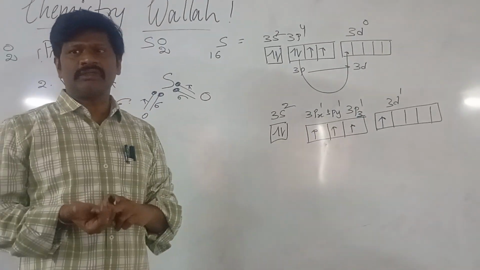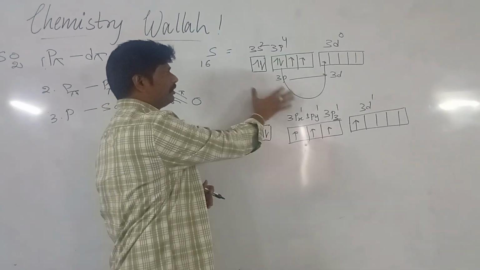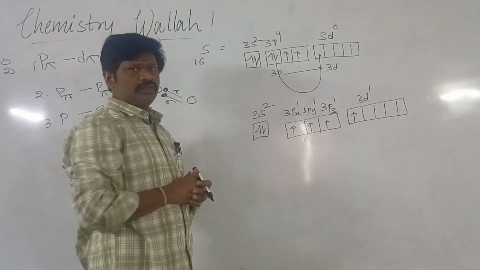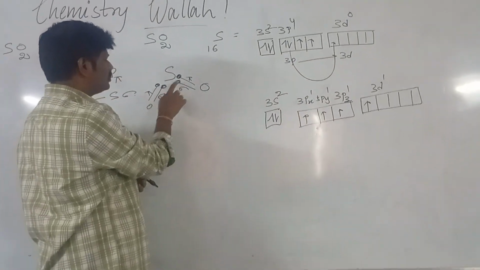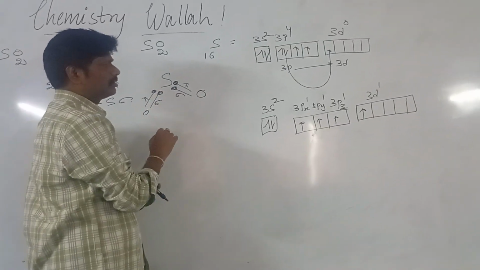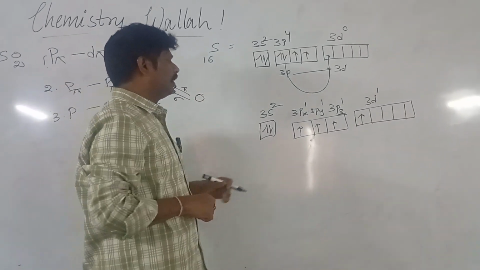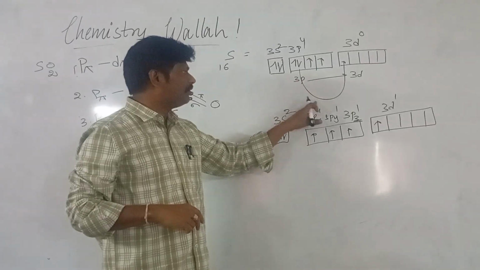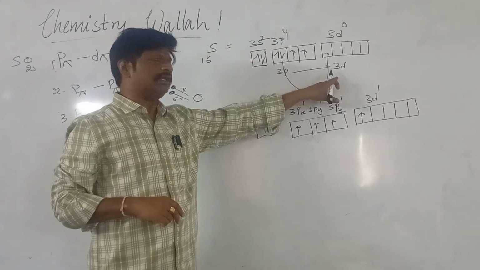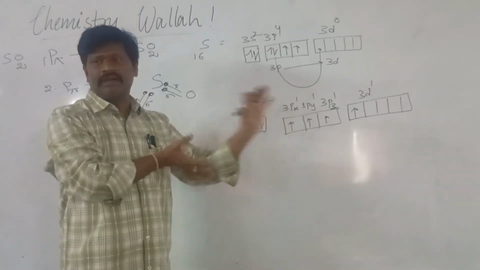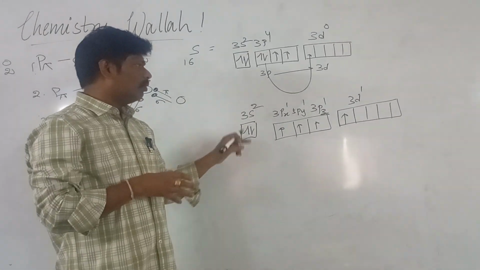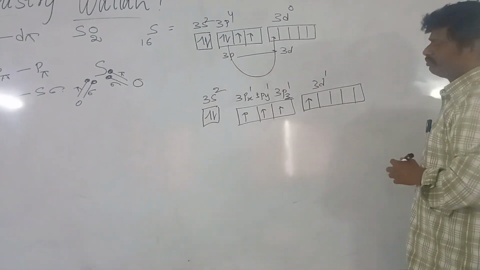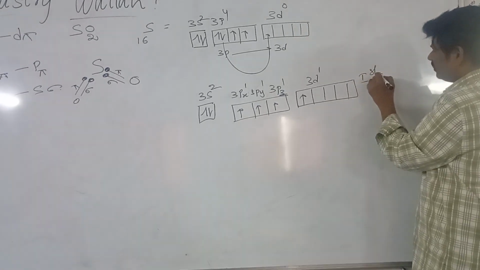So, you understand, students? First we have to write the ground state configuration. According to the ground state configuration, we have only 2 single electrons. But we have to maintain 4 single electrons to get 2 pi bonds, or 4 bonds. That's why we are shifting 1 electron from 3p to 3d. After shifting a single electron, this is the excited state configuration. So this is the first excited state configuration.